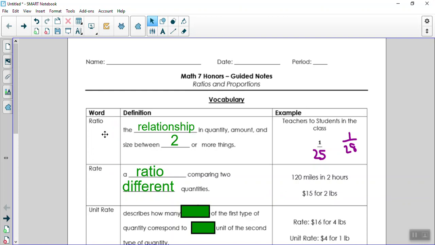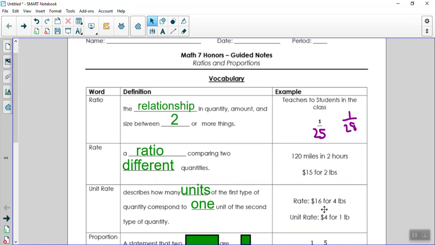In a ratio, we're talking about the same two things being compared, and in a rate, it's two different types of things. A unit rate describes how many units of the first type of quantity correspond to 1 unit of the second type of quantity. So if our rate was $16 for 4 pounds, a unit rate would say it's $4 for 1 pound. So it's basically just taking a rate and simplifying it. So $4 for 1 pound. You always want the last unit to be a 1.